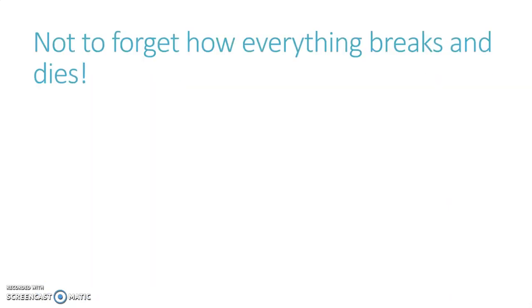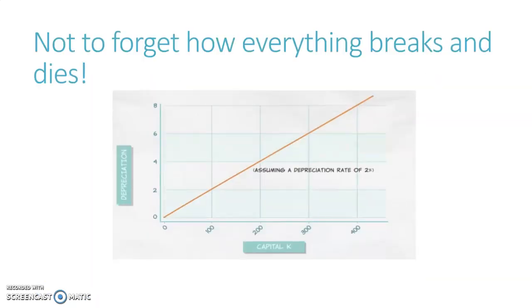Not to forget how everything breaks and dies. So, for example, like I said before, the depreciation curve. Assume depreciation of 2%. If capital is down to 0, or even near it, it will start to break down and the business will start to fail. And that's when we realize the business is going to die. It's going to go bankrupt and be shut down and the profits will also die, because they're not maximized and it's going down and minimizing a lot.